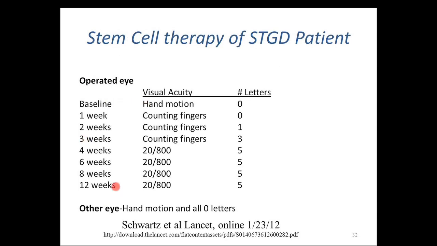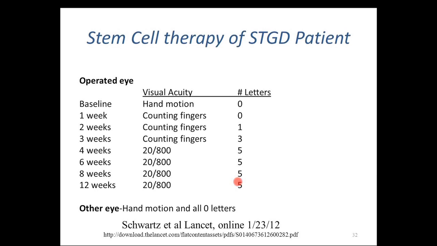And lo and behold, 12 weeks later, that person is now starting to see. Both by visual acuity, they went to a visual acuity where basically all they could see was a hand waving in front of them, to be able to count fingers on a hand, to now having a measurable visual acuity, and to be able to see on an eye chart no letters to go from 1 to 3 to 5. So this is obviously very encouraging. It's only a single patient with this condition and a single patient with age-related macular degeneration.